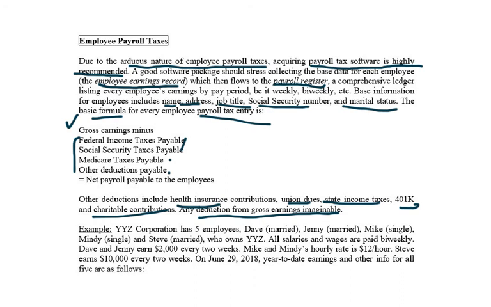All salaries and wages are paid bi-weekly, and here's the basic information. Dave and Jenny are going to earn $2,000 every 2 weeks. Mike and Mindy's hourly rate is $12 an hour, and Steve earns $10,000 every 2 weeks. On June 29th of 2018, year-to-date earnings and other info for all 5 are as follows.